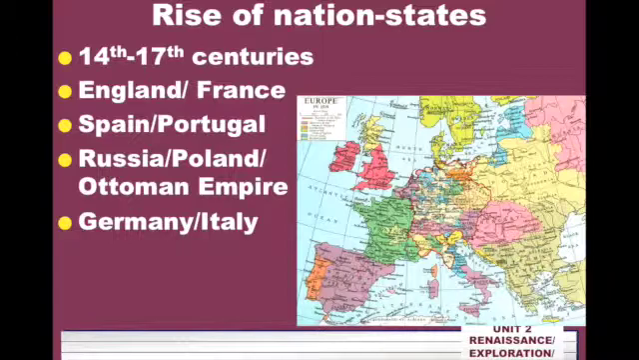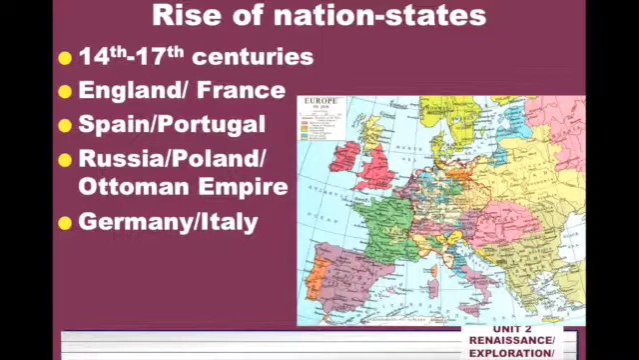England and France specifically, ever since the Hundred Years' War, have this kind of common identity that they are English, we are French. So they are solid nations in that way. Spain and Portugal, Russia, Poland, the Ottoman Empire, and Germany, Italy, all are in kind of different states in the 1500s. Some are more politically organized than others.